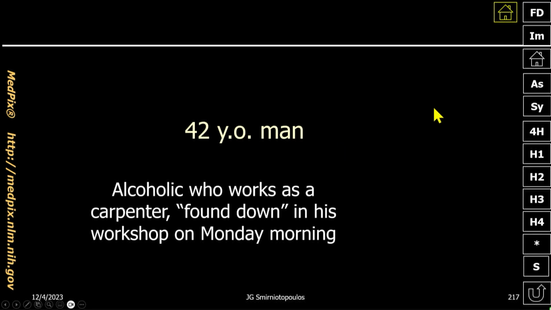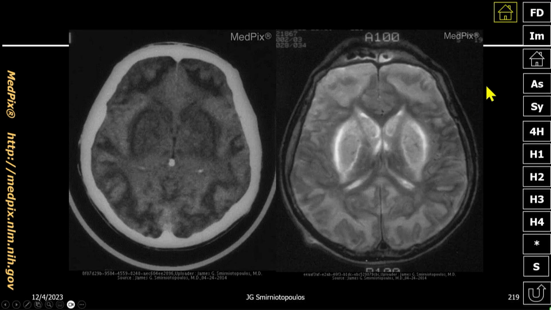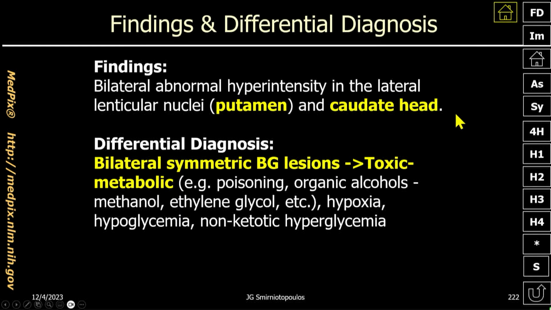All right, 42-year-old man, alcoholic who works as a carpenter, found down in his workshop. And he has a profound metabolic acidosis when they did the electrolytes. And he's got something here which is sparing the thalamus, but involving the caudate and involving the putamen bilaterally. He also has some abnormal hyperintensity involving the white matter. So this, again, is some kind of a systemic insult. He actually has some hemorrhage going into the caudate and going into the putamina bilaterally.